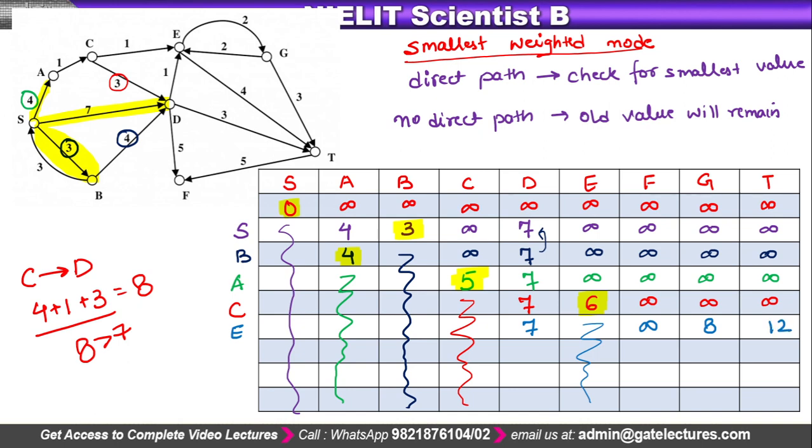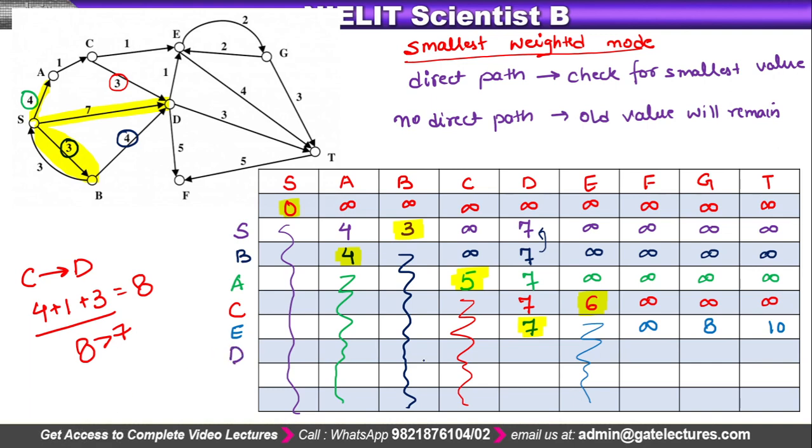Yes. 12 or 10? 4, 5, 6, 7, 8, 9, 10. This value will turn out to be 10. Now we will find the smallest value, that is 7. So now which value will we consider? Now we will consider this node, that is D. So finally we will consider D.